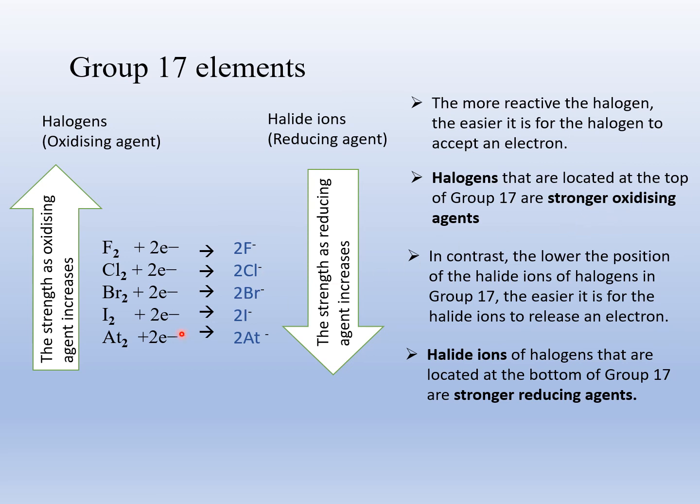In contrast, the lower the position of the halide ions of halogen in group 17, the easier it is for the halide ion to release an electron. Okay. Halide ion of halogen that are located at the bottom of group 17 are a stronger reducing agent. Okay. Kalau ikut handout kita dah habis.